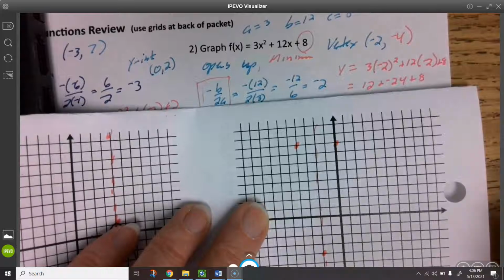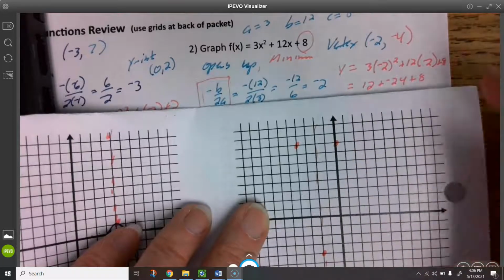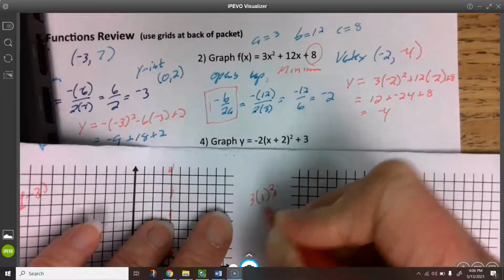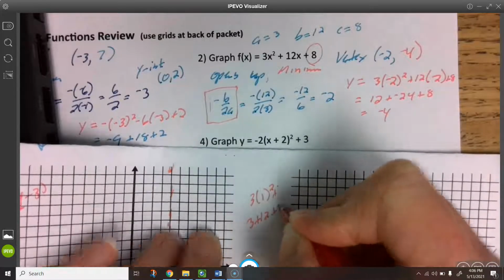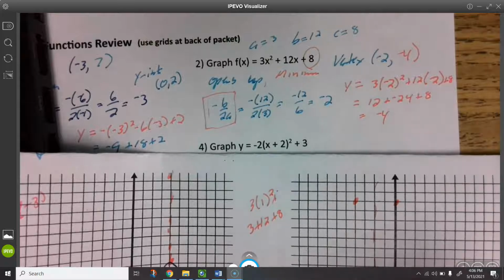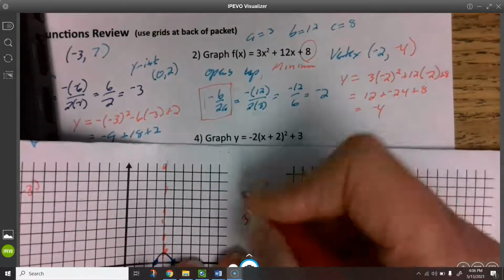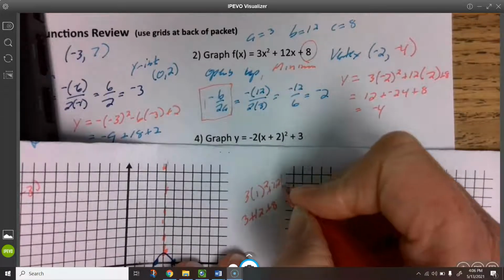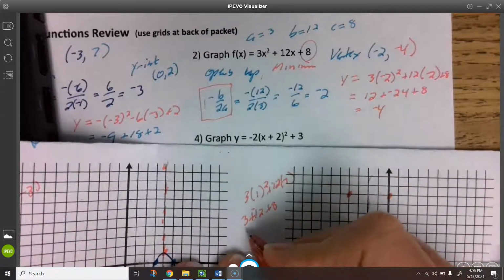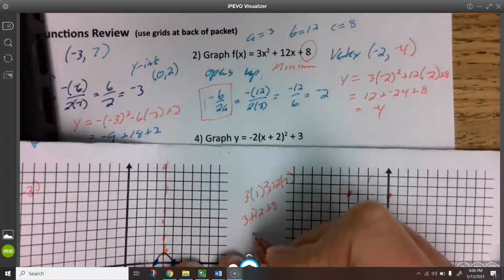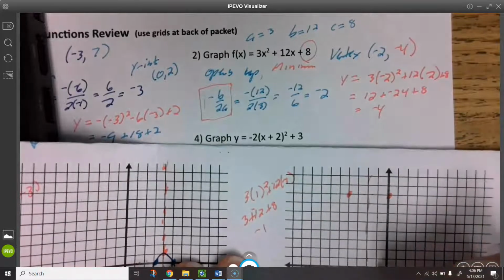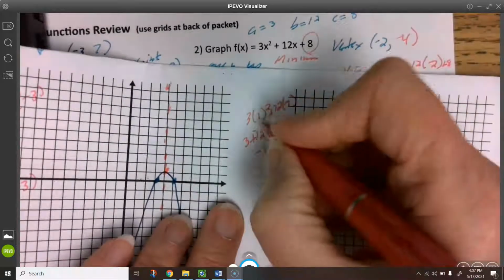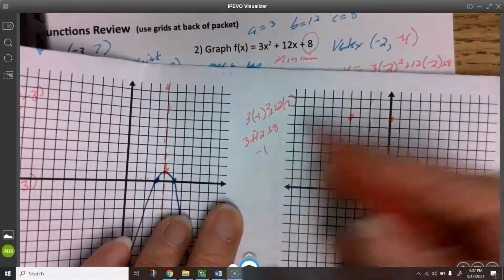Personally, I think that's enough. You can plug in 1. Let's plug in 1 just for the heck of it. So 3 times 1 squared plus, so that's 3, plus 12, plus 8. Oh, wait, don't do that. Plug in -1. So it's going to be a -12, because you're going to have 12 times -1. So that's -12. So -1, -1. Okay, so what I did there, I plugged in -1 and I got a -1.